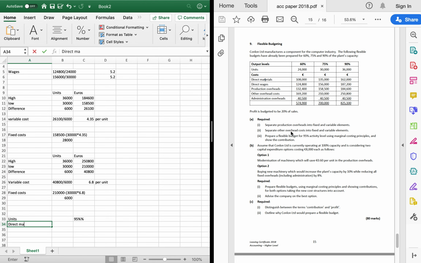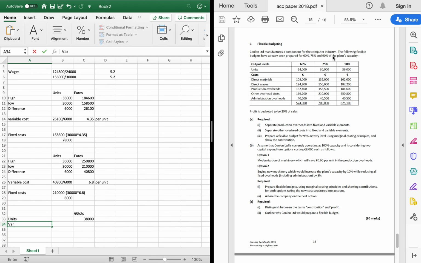Well, our direct materials, they're in relation to, well, actually, apologies, I should make this easy for you. Our units at 95%, we can take any of these levels, so say 36,000. We'll divide that by 90. That'll give you 1%. Multiplied by 95 will give you 95%. So at 95% level, we make 38,000 units.